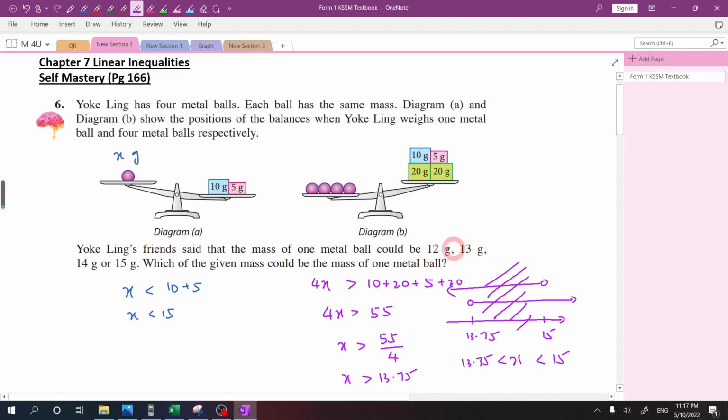So we have 4 choices here, 12 gram, 13 gram, 14 gram, and 15 gram. Which of the given masses could be the mass of one metal ball? 12, no, 12 is not within this range. 13, no. And 14, yes, 14 is within this range. 15, no. So the answer will be 14 gram.